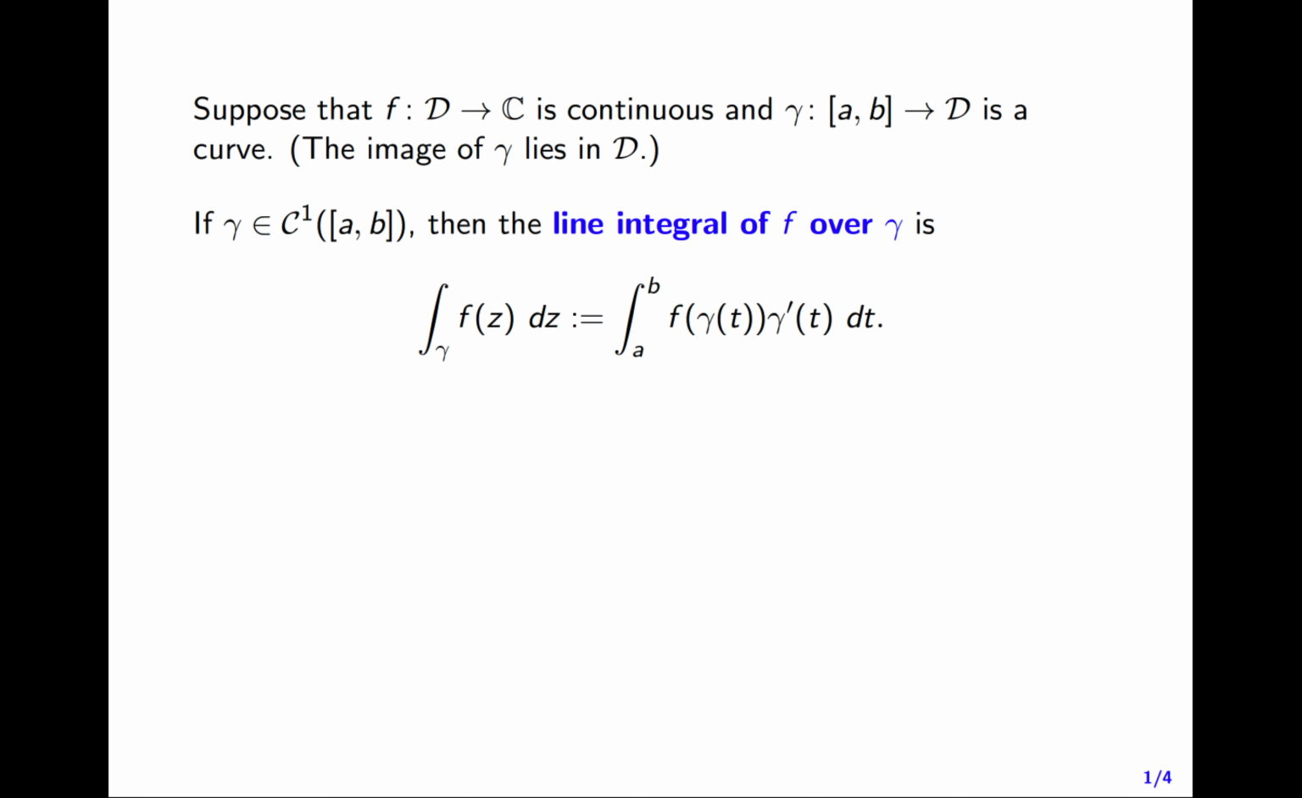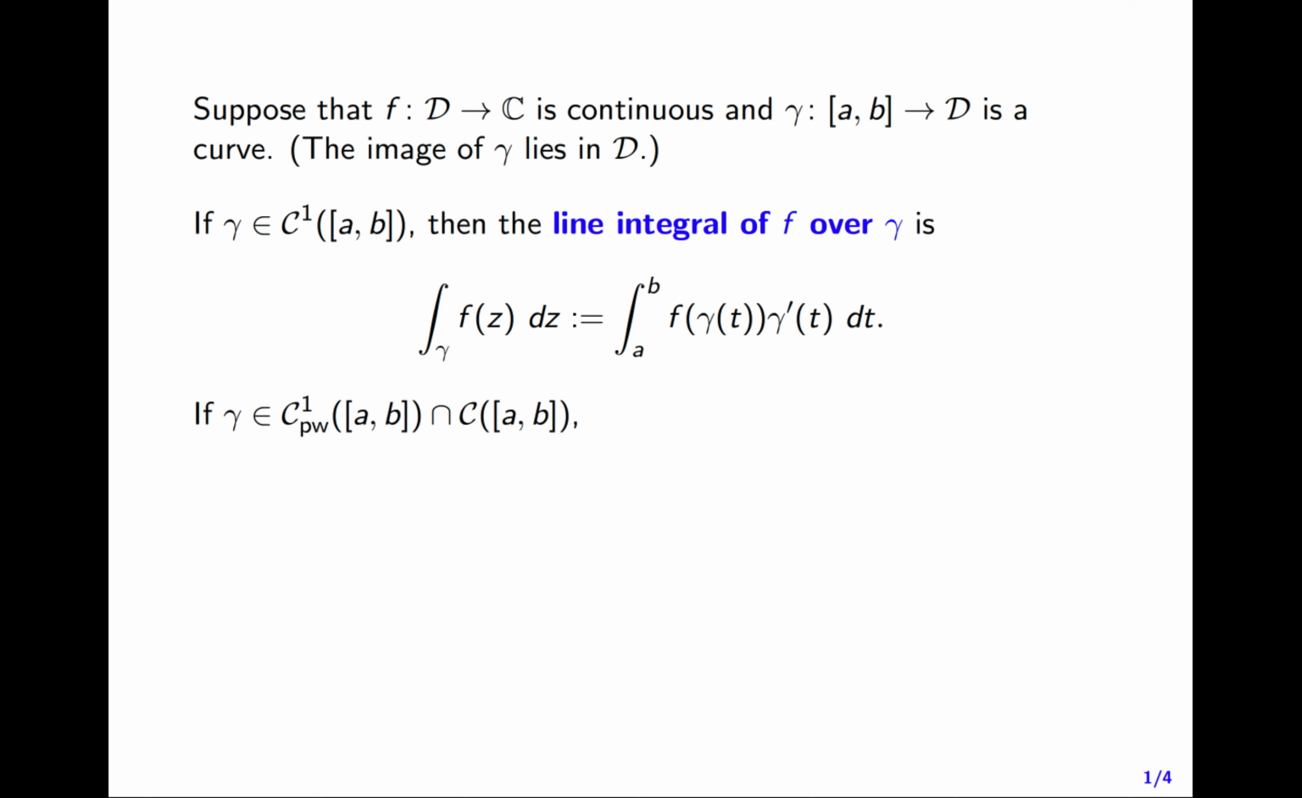So on the right, we just have an ordinary Riemann integral, if you like, as we've used a lot of times throughout the course, going from the reals into the complex plane. On the left now, we have a symbol for the integral of a function defined on a subset of the complex plane.